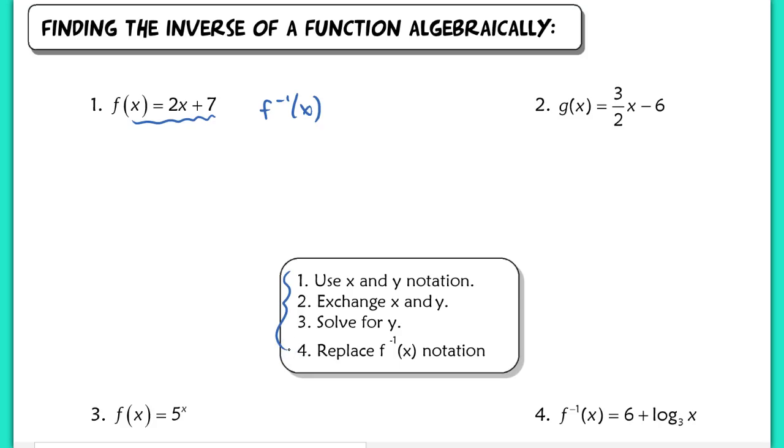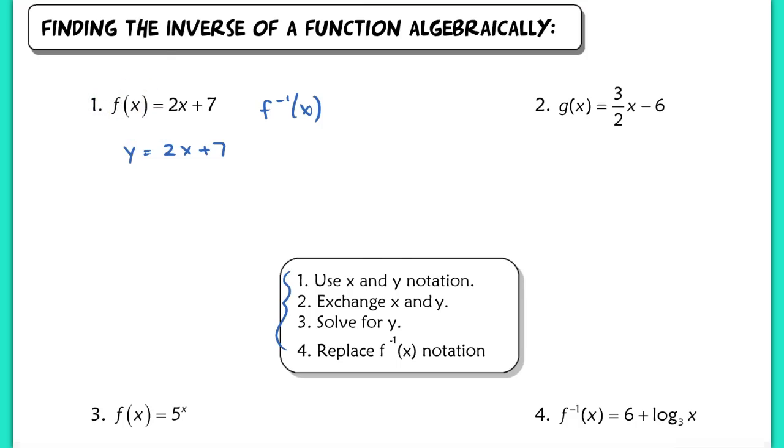The first step is to use x and y notation instead of function notation. So I'm actually going to go back here, and instead of writing f of x, I'm going to write that as y equals 2x plus 7. Because remember, f of x is equal to y. So I changed it from function notation to just x and y notation.